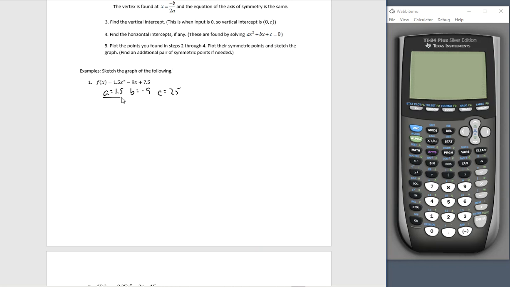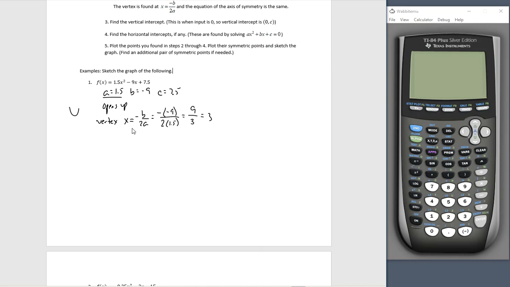Okay, so we know that the graph opens up because a is positive. So we're looking at a graph of this type. Next, we'll find the vertex. For the vertex, we use the formula x equals negative b over 2a. In this case, that's negative negative 9 over 2 times 1.5. So that's 9 over 3, which is 3.